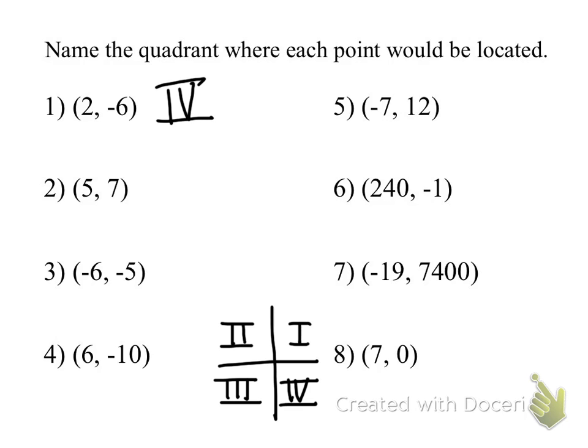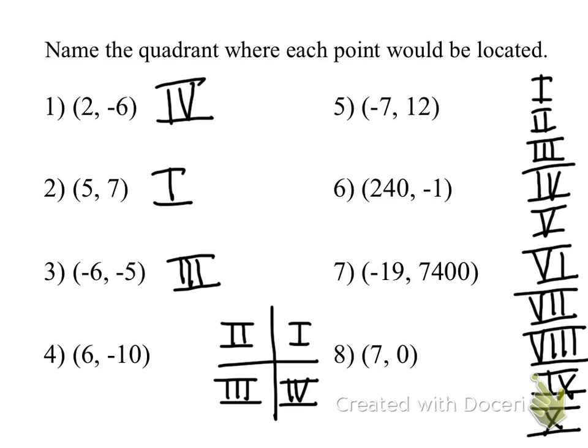Number 2. Where would quadrant 2 be, Donovan? I'm sorry, (5, 7). Number 2, (5, 7) would be in quadrant 1. Good. Number 3. Think about where it is. Here's the origin. I'm going negative, negative. Jeanette? That would be in the 3rd quadrant. Okay, number 4. Actually, I want you guys to pause the recording and finish the rest on your own. Go.